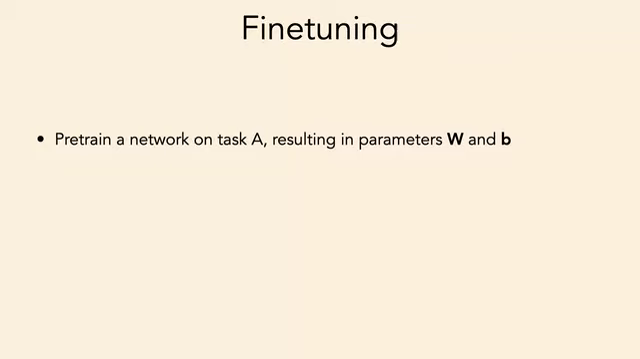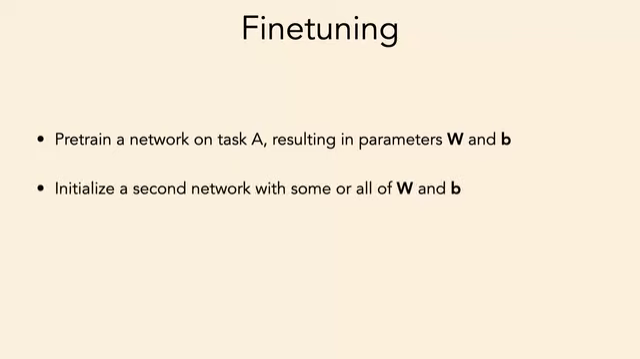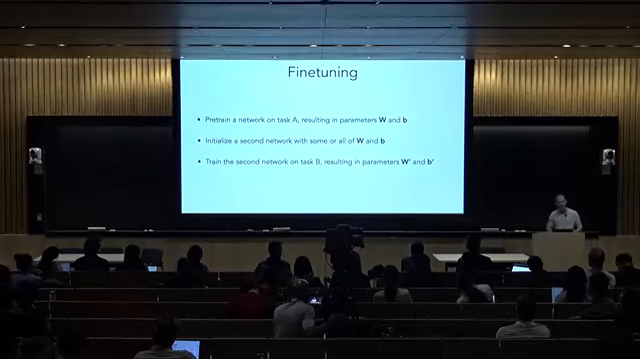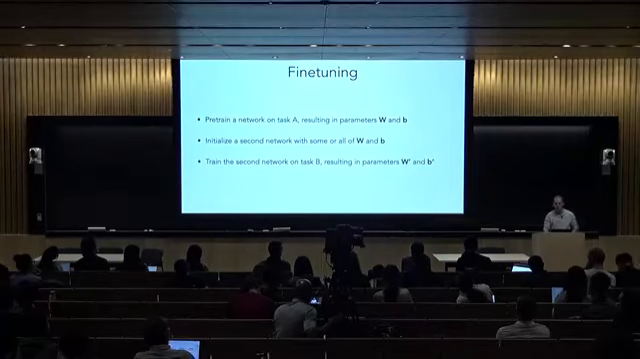OK, so fine-tuning, extremely simple recipe. Pre-train a network on task A, resulting in parameters W and b, weights and biases. Those weights and biases are your pre-trained representation of the data domain. Then you initialize a second network using some or all of the weights and biases. You could initialize some weights from scratch, some from your pre-trained weights. You can do all kinds of interesting network surgery on that. And then you train the second network to result in parameters W prime and b prime. This is often called fine-tuning, because we assume W prime is just a minor modification of W, because we only fine-tune it on a little bit of data.